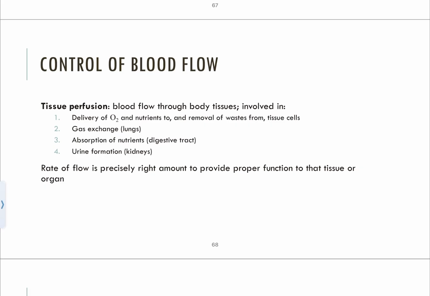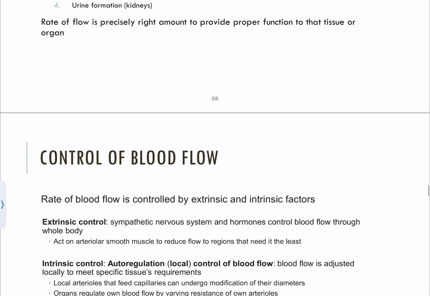We also have some tissue perfusion in regards to the kidney, whose function is really helping in the formation of urine. So the rate of flow to each tissue and organ is almost matched to the exact amount that it actually needs, not really any more or any less. And the reason why we can match our blood flow to the tissue needs is because of these two control systems, our intrinsic controls, which are also referred to as autoregulation, as well as our extrinsic controls.